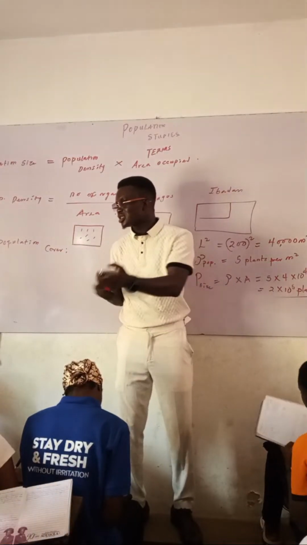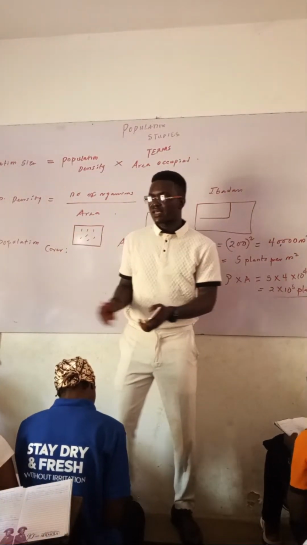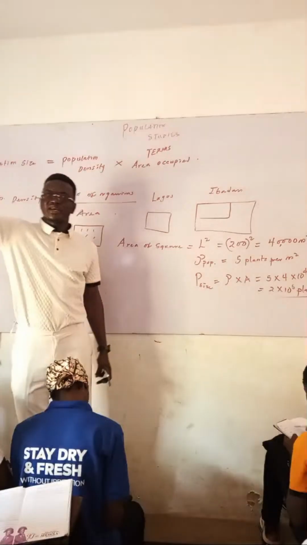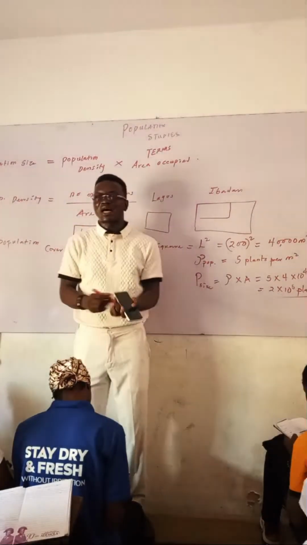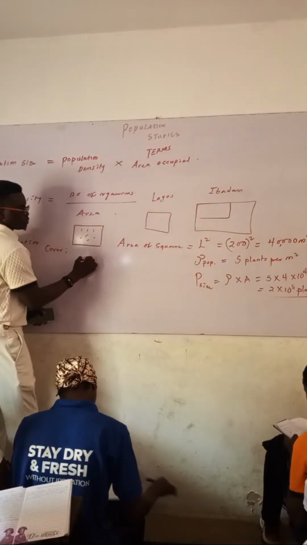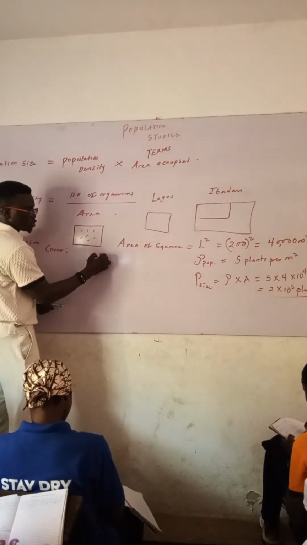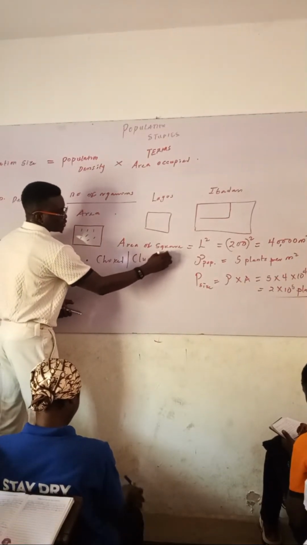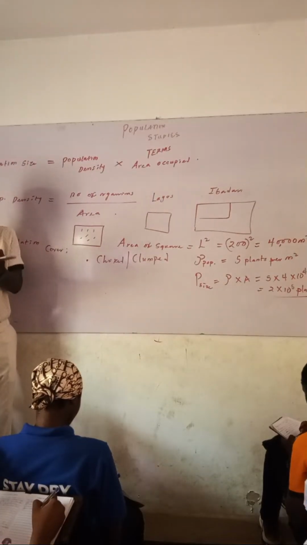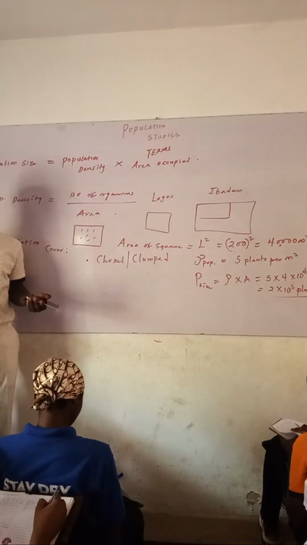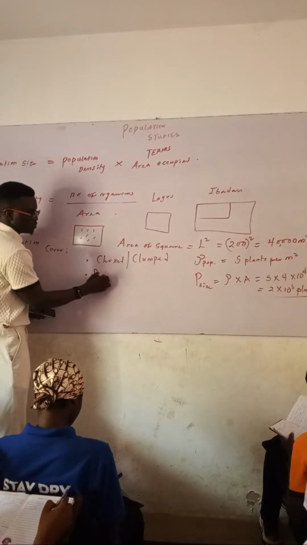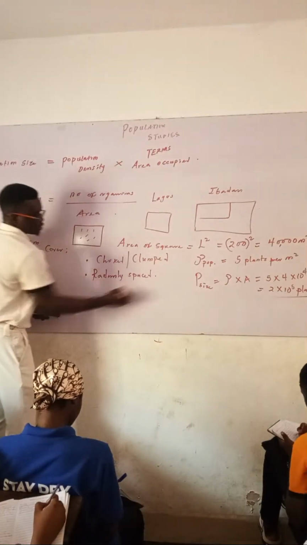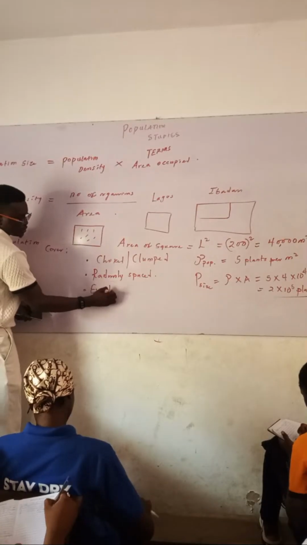It's just like sharing. Look at all of us now. I can say some set of you go here, some set of you go there, then some set of you. So population distribution can be said to be choked or clumped. So you can clump some people together because of how you have distributed them. Then some can be said to be randomly spaced. Some can be said to be evenly distributed.